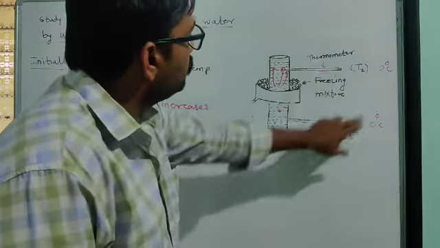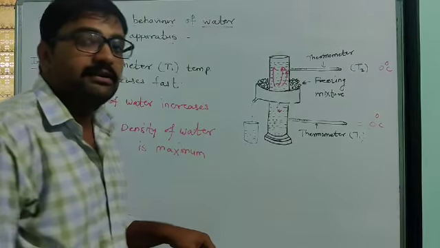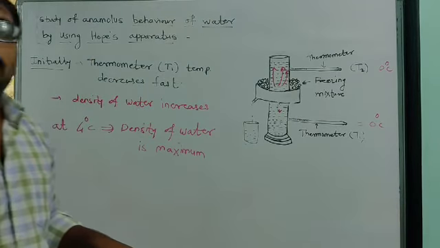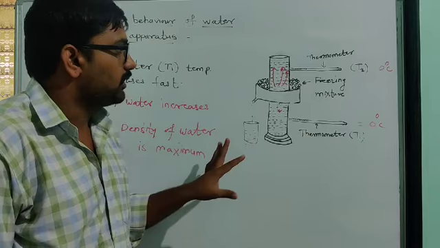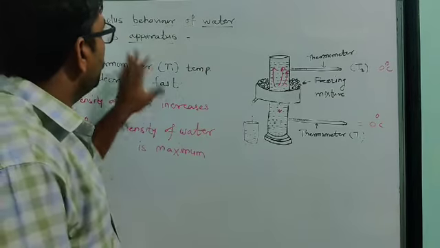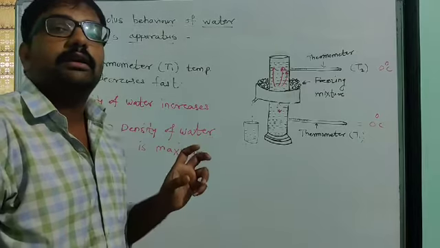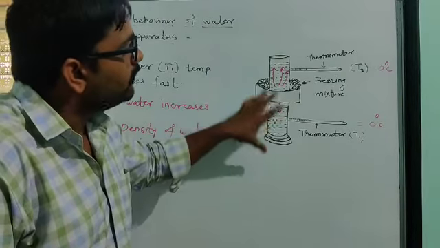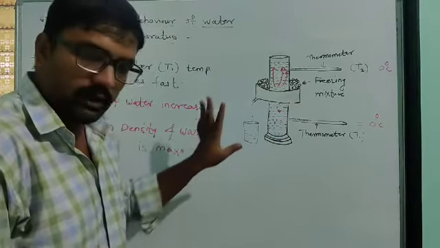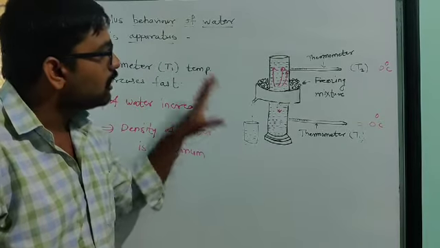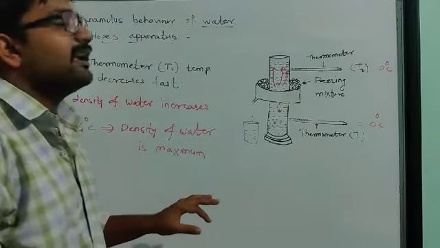In such a way, by using Hope's apparatus we can study the anomalous behavior of water. This phenomenon of the different nature of water between 0 and 4 degrees Celsius is called the anomalous behavior of water. So this is about Hope's apparatus and its experiment.